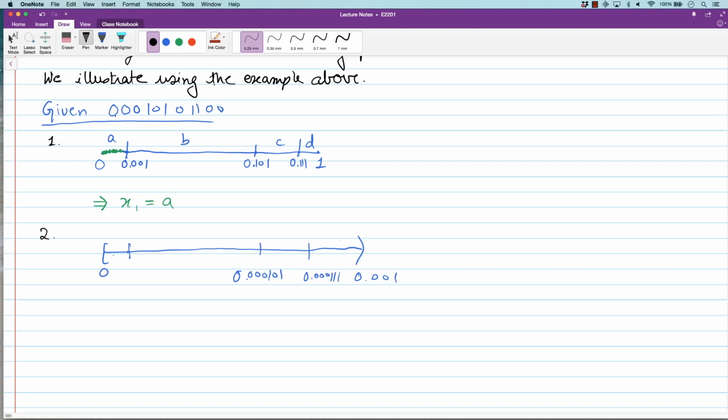But I know the entire number, it's 0.00101. So let's see where that lies. It has 3 zeros and then 101, so it's more than 101 but less than 111. So it lies somewhere here. This corresponds to C, which implies that the next symbol x2 is C. Now you continue this way. You zoom into this interval and see where the number lies and keep on doing it. You will recover the sequence: x3 is B and x4 is again B. That's how this protocol works.